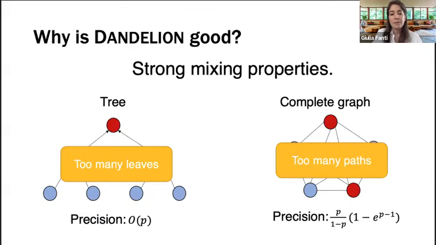And so cycle graphs are a nice compromise here. They don't have any leaves, and there's only one path that transactions can take within the graph. So that's intuitively why a cycle graph is the right thing to do for this privacy problem.